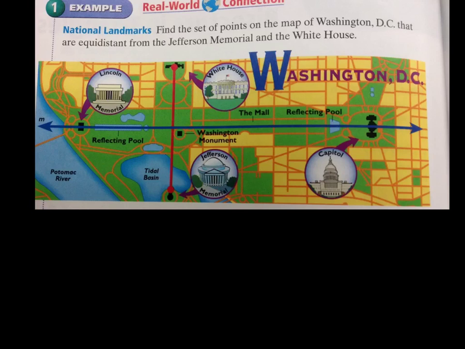Hopefully you came up with pretty much anything on the blue line, M. Both reflecting pools are the same distance from the White House and the Jefferson Memorial. The Capitol is the same distance, and the Lincoln Memorial. Anything on the blue line would be the same distance from the endpoints of the red segment, which would be the White House and the Jefferson Memorial.